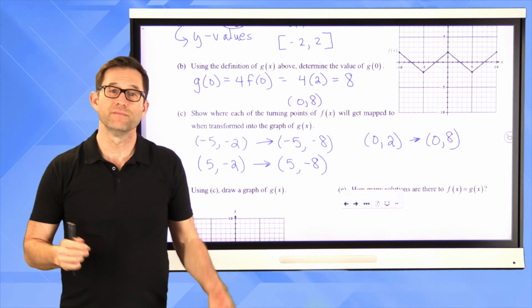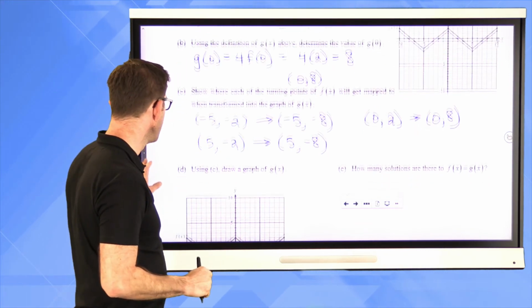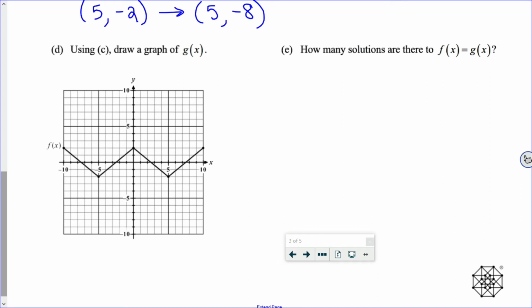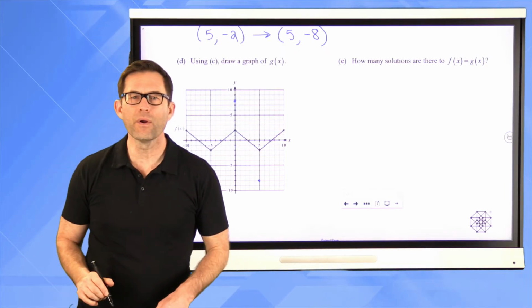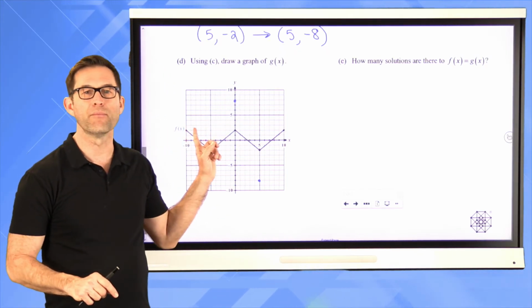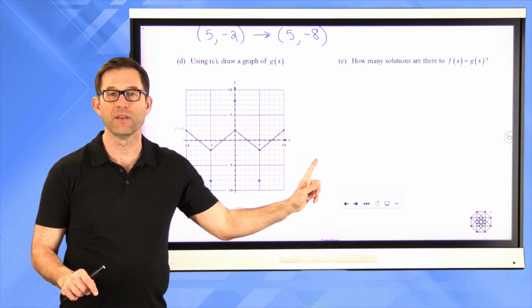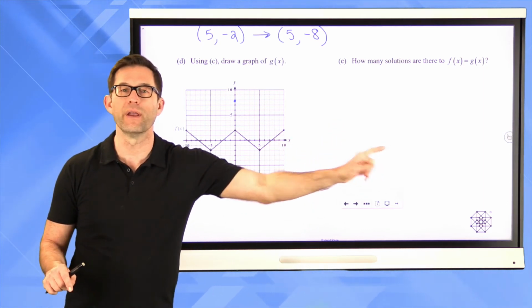Okay? So now, in letter D, it says, using C, draw a graph of g of x. Well, okay, great. So I know this point ends up going up here. I know this point ends up going down here. I know this point ends up going down here. Now, I might want to include 2 more, which are the endpoints. Now, those aren't technically turning points, although they would be if we continued the graph out here, right? Those would end up being turning points.